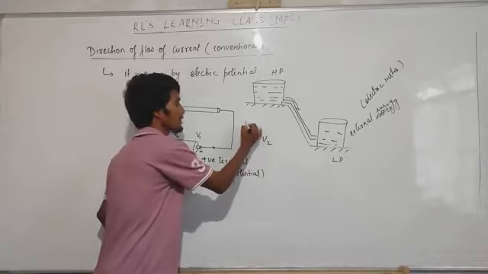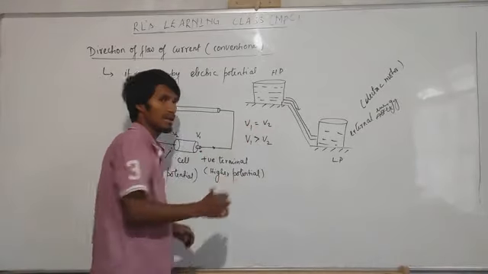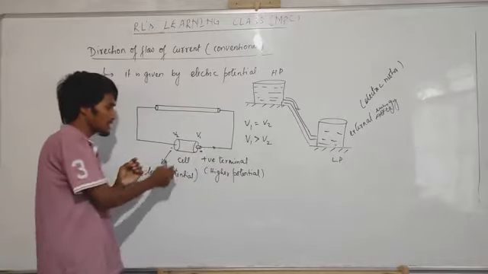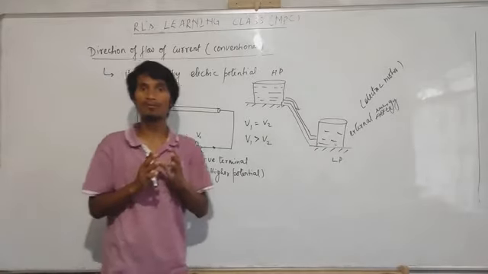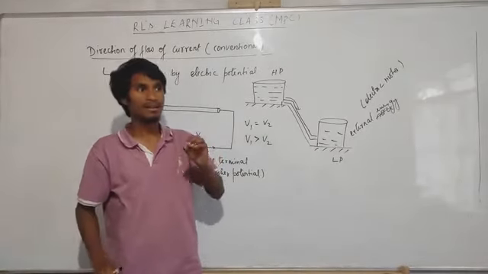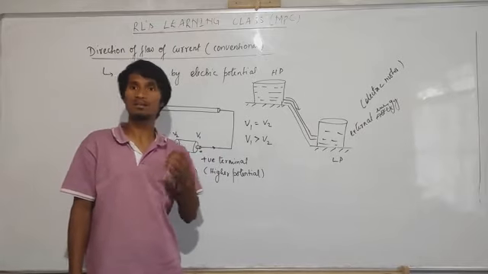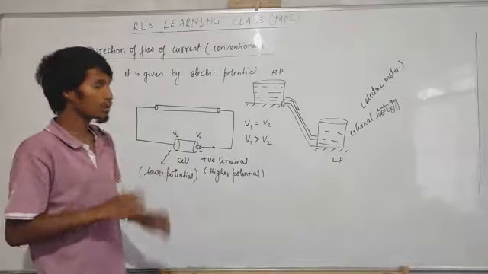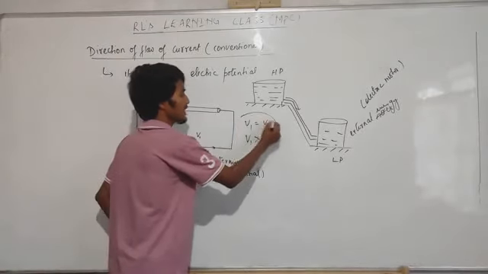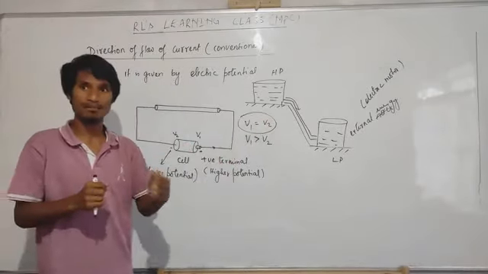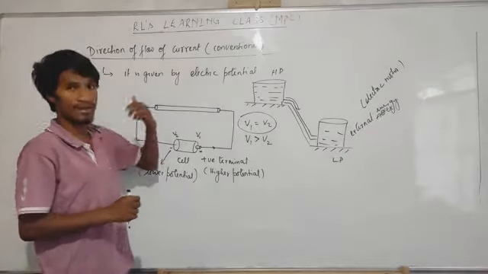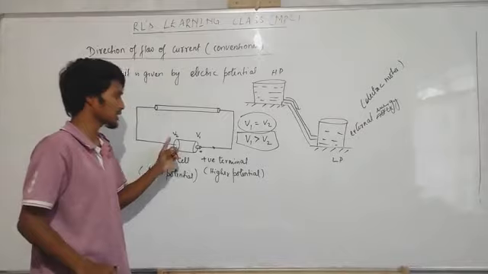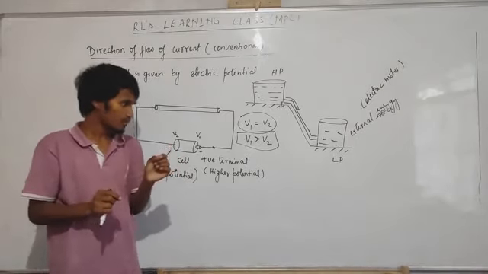Otherwise, if V1 is equal to V2, meaning the potential at this point is equal to the potential at this point, then there is no flow of current. Then in that case you say, okay, the battery is low, and there will be no more current. To maintain that the current will keep on flowing, we have to make sure the difference between the potentials is always there.